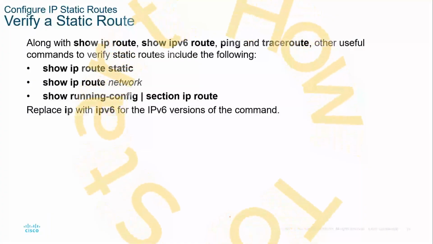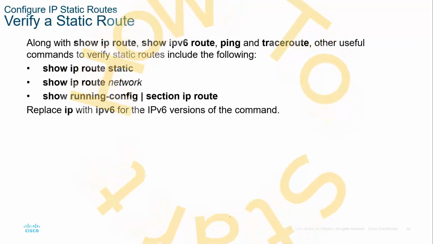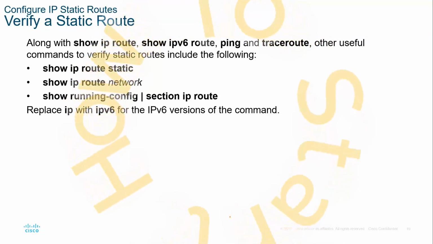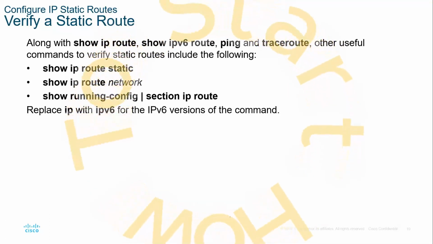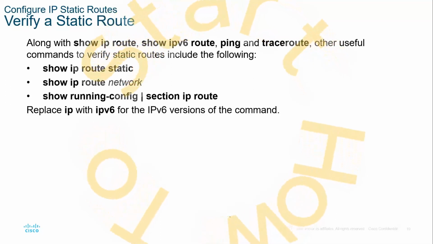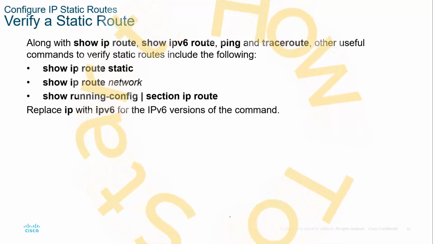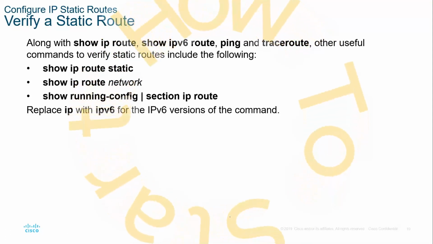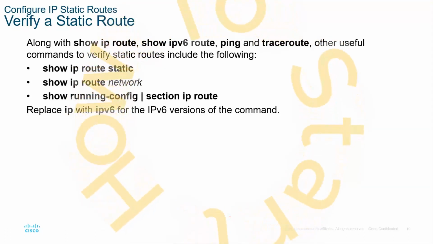So how do we verify our static routes? Three main commands: show ip route static, show ip route, and show running-config, where we can look at the ip route sections. If we're looking at IPv6, instead of show ip, it would be show ipv6. Again, ip denotes IPv4, ipv6 denotes IPv6.